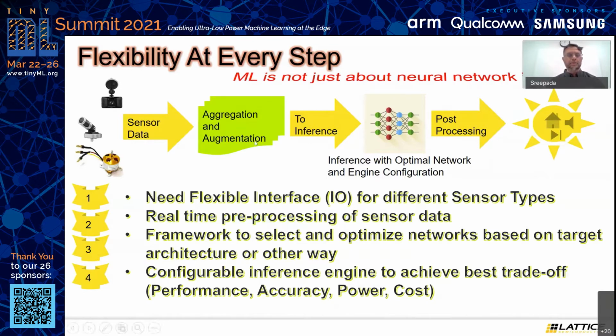Those pre-processing steps are very important, such as data aggregation, because in training also we do a lot of data augmentation, and that data augmentation needs to be applied during the inference step also. So what kind of implementation we provide during inference plays an important role. Similarly, at the output, what we do with the inference result also plays a critical role, in how we interface with humans or the real world. That's why flexibility is a requirement at every step.